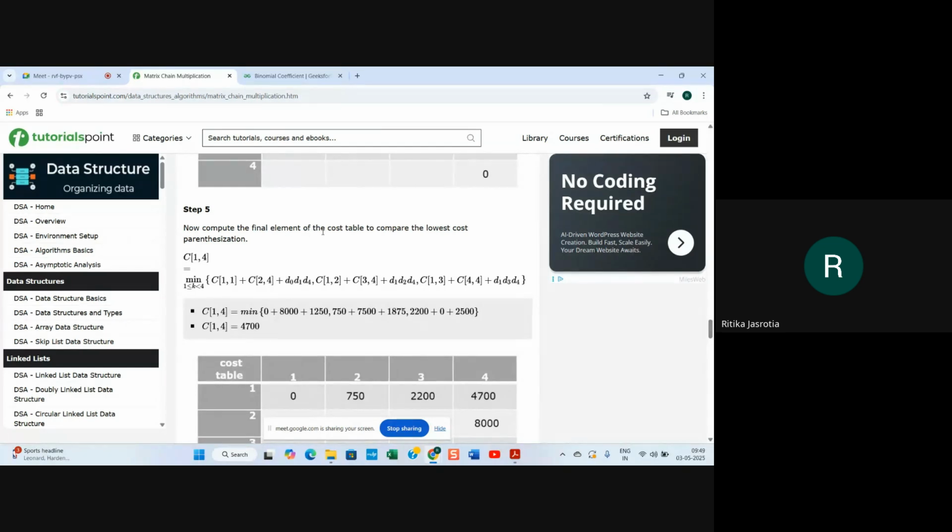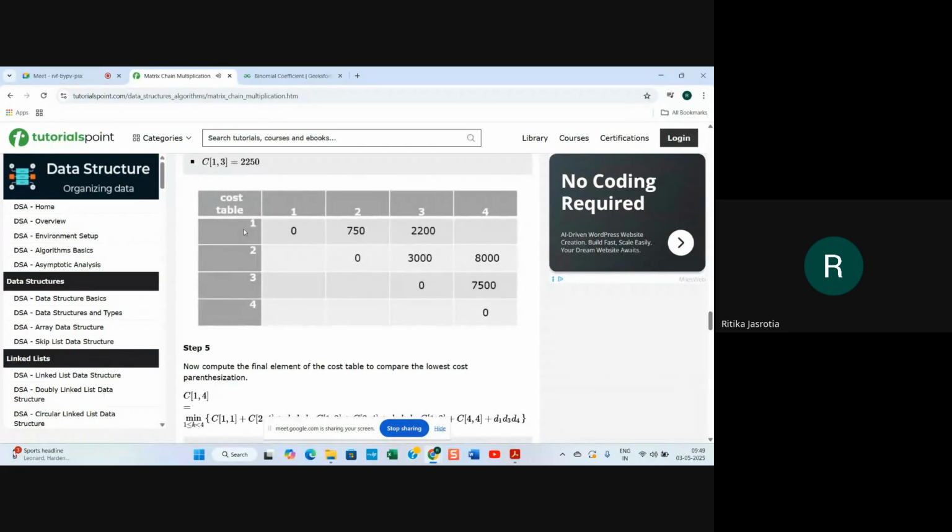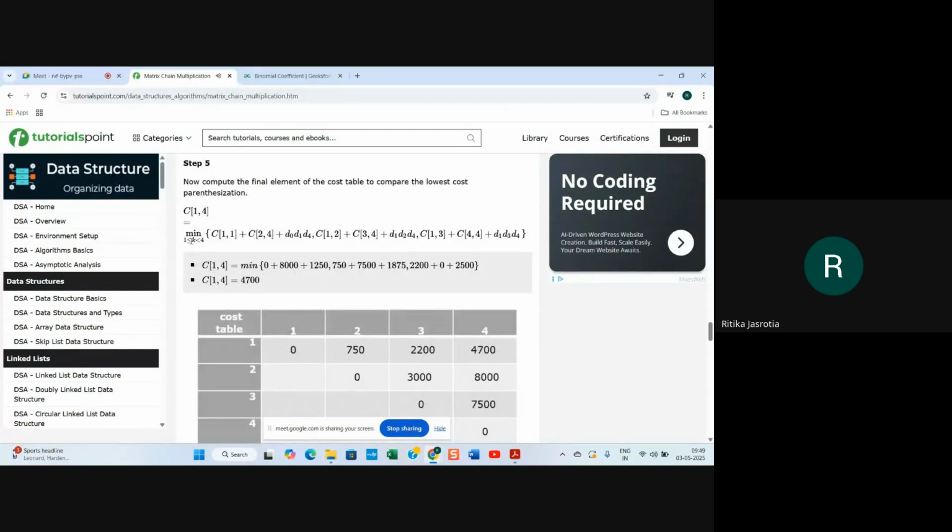Now compute the final element of the cost table to compare the lowest cost parameterization. So C14, now 14 you are calculating. C14 is 1 less than or equal to k less than 4. So you are keeping first k as 1, and this is the values you will get. Then you are keeping k as 2, so these are the values you will get. Then you are keeping k as 3, and these are the values you will get.